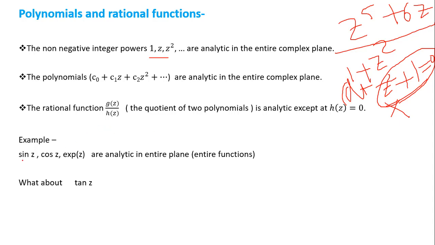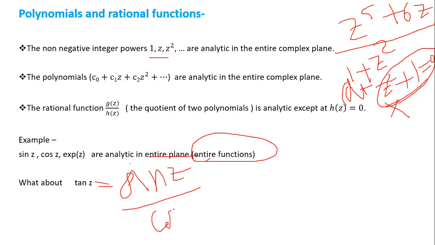Other examples: sin z can be expanded in the form z minus z cube by factorial 3 plus z power 5 upon factorial 5, so again a polynomial-like series, and it is analytic. Cos z can be expanded in the form of z square, z power 4 and so on, so it is analytic. Exponential z has the simple expansion 1 plus z upon factorial 1 plus z power 2 upon factorial 2, and it is analytic. Such types of functions are also known as entire functions. What about tan z? It can be written in the form sin z divided by cos z.